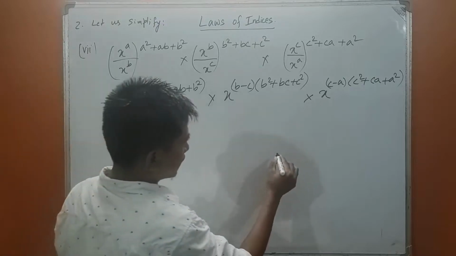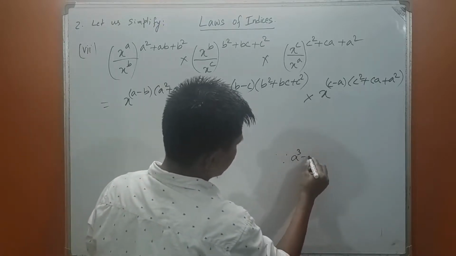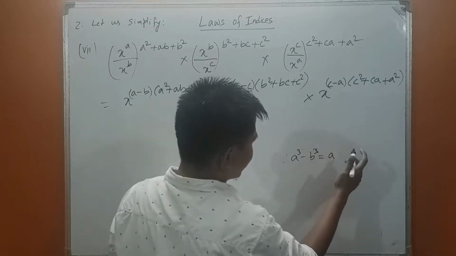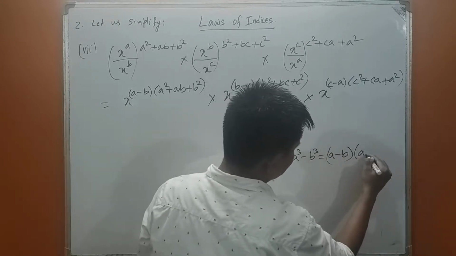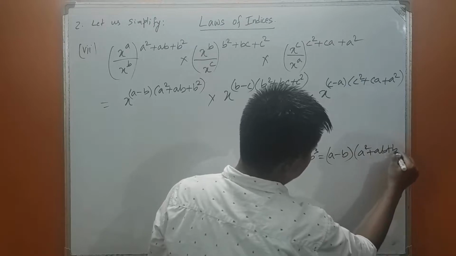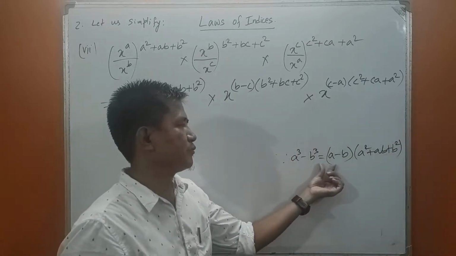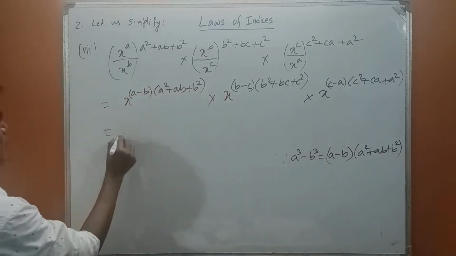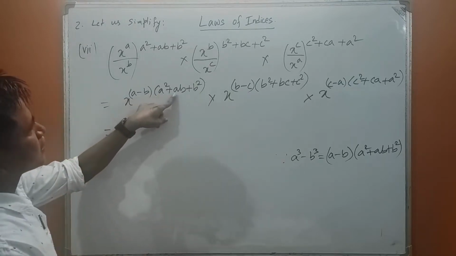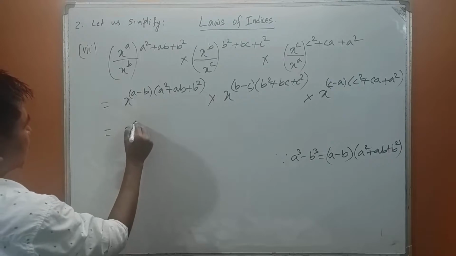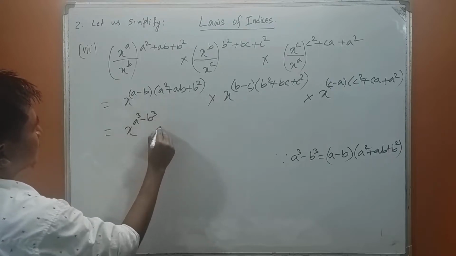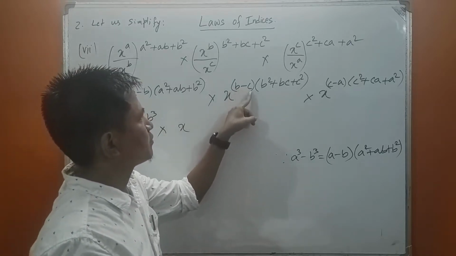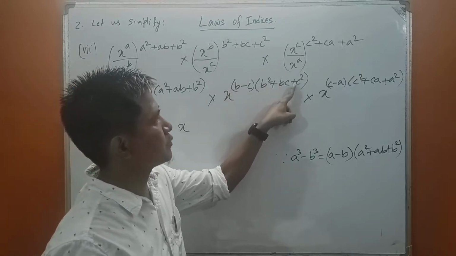Now, since we know that a cube minus b cube equal to a minus b into a square plus ab plus b square. Okay, this is the formula for a cube minus b cube. a cube minus b cube is a minus b whole a square plus ab plus b square. So this is a minus b into a square plus ab plus b square. This can be written as x to the power a cube minus b cubed into this x. Here a is b and b is c. Okay, a minus b a square plus ab plus b square, isn't it?